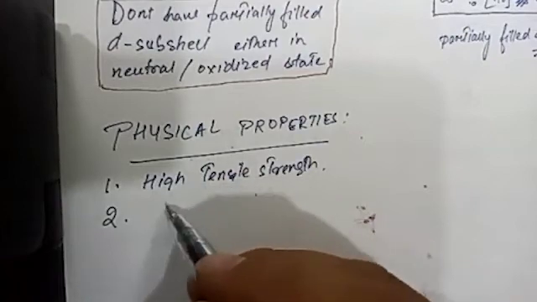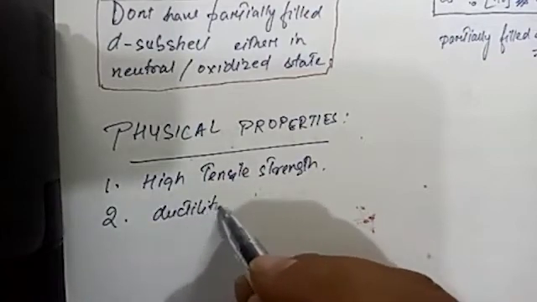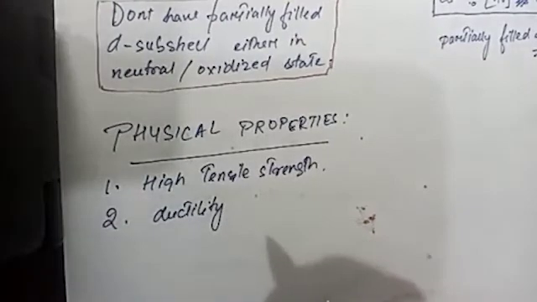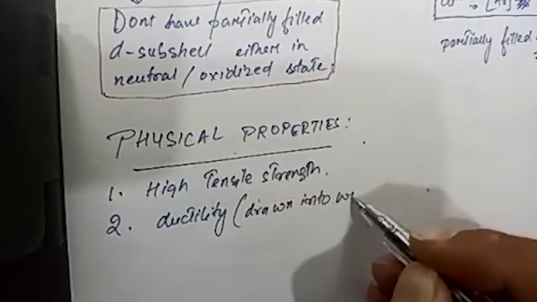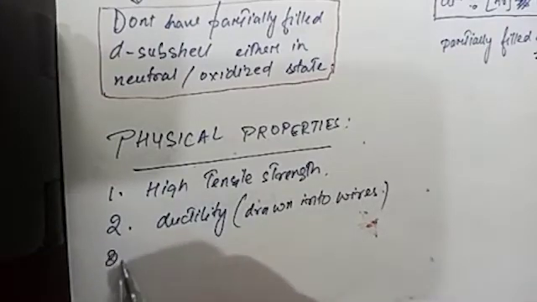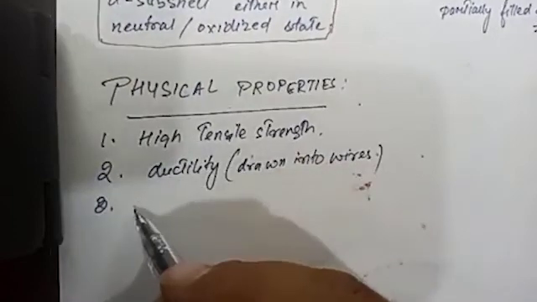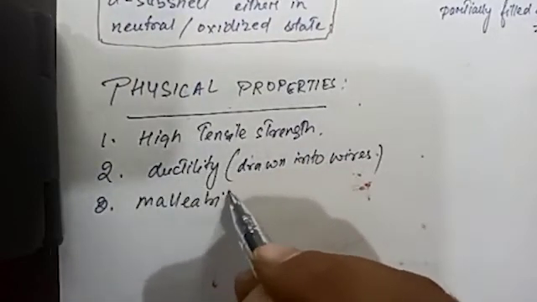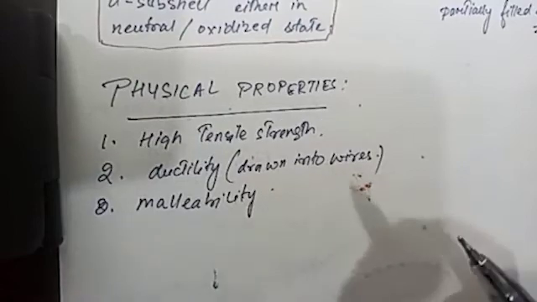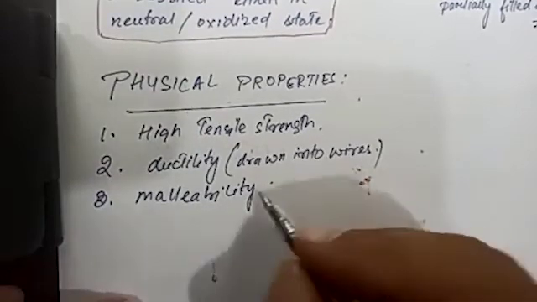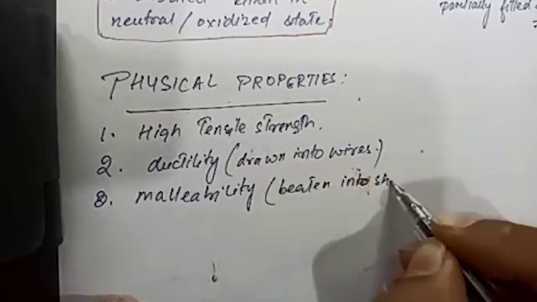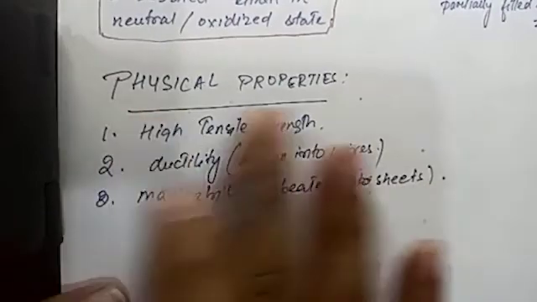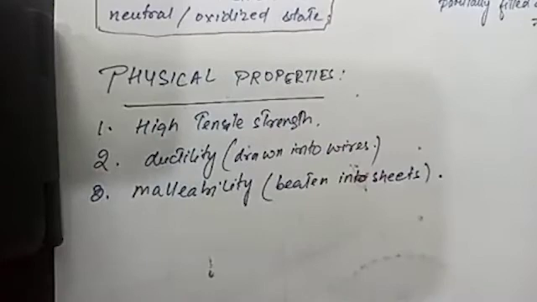Number two, ductility. Ductility means the ability to be drawn into wires. Number three, malleability. What is malleability? It is being beaten into sheets, flattened. So that is the property of malleability.